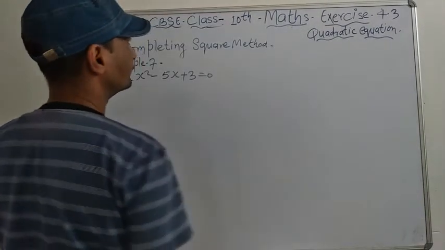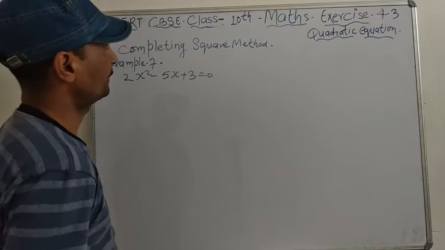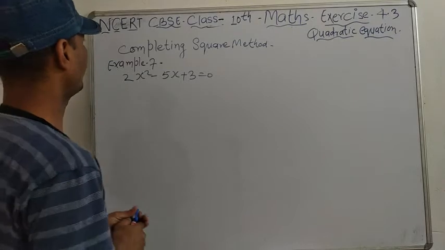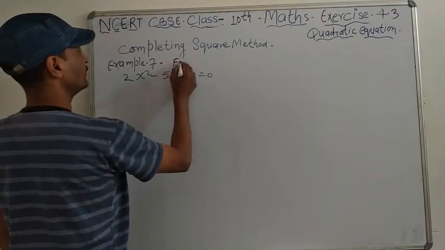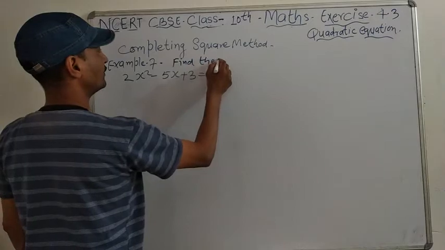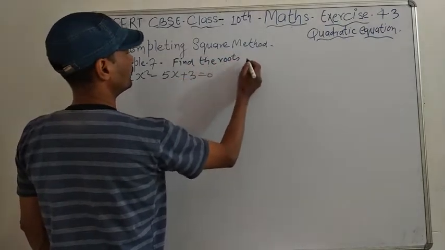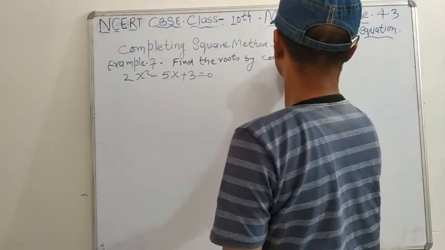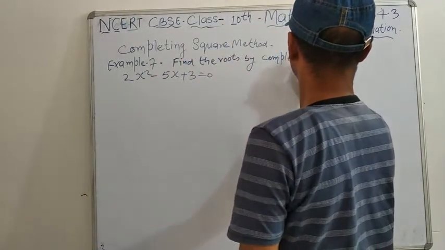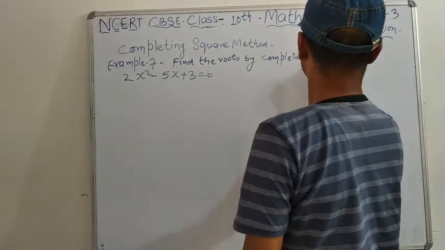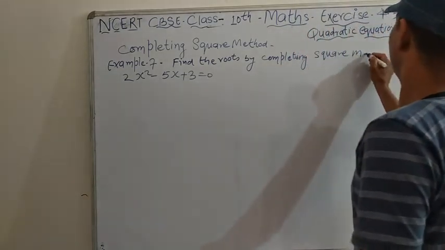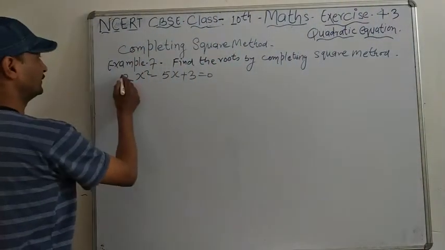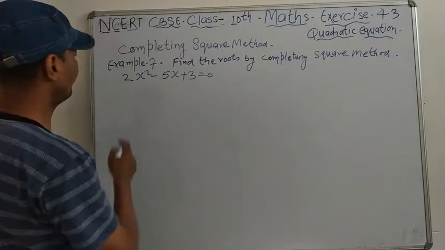So dear students, today we will discuss exercise 4.3, the completing the square method. Example 7 is: find the roots by completing the square method. It has been solved in the book, but with one technique it will be easy for you. So let's see.